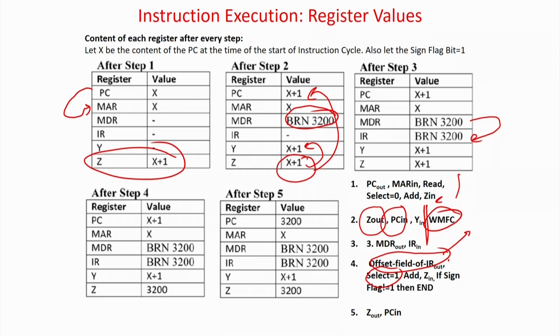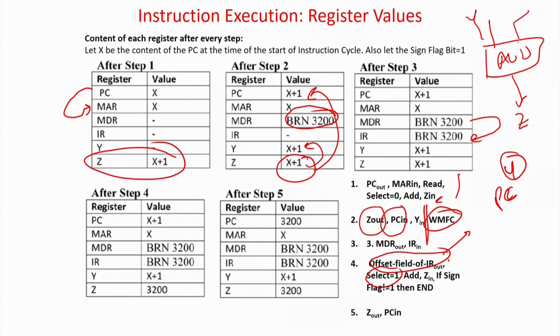Y is actually having the value of the program counter, and you are going to add the offset field, IR out. If you consider this as your ALU, we have already seen that it is like this. It is coming from Y, because select is equal to 1, it is in add mode, and the value is going to the Z register because of Z in. The other input is coming from the offset field of IR, which is out. So, this is your offset.